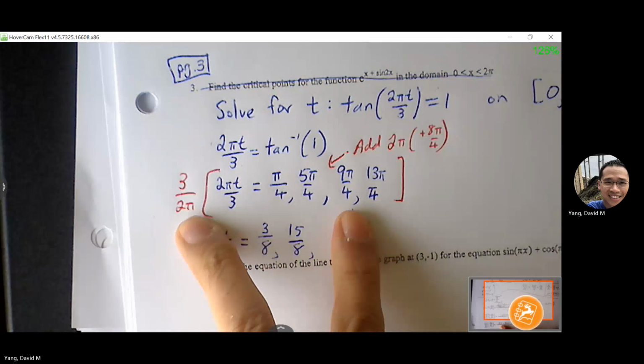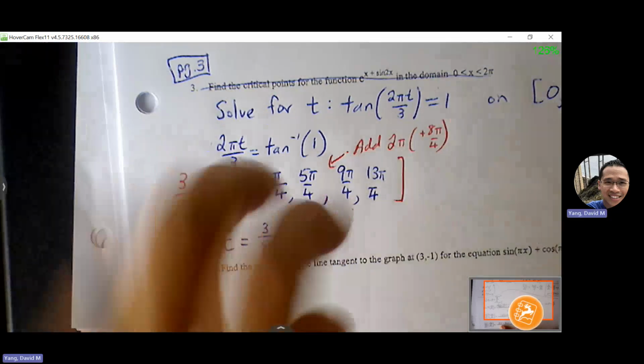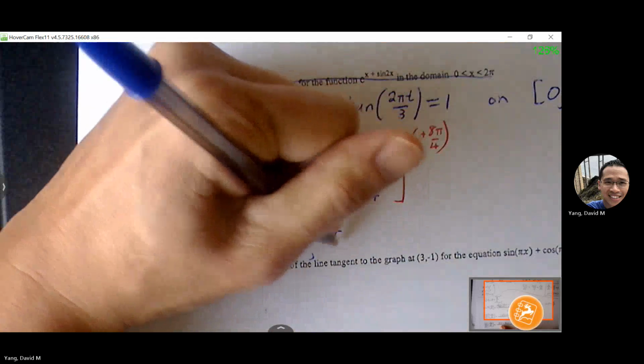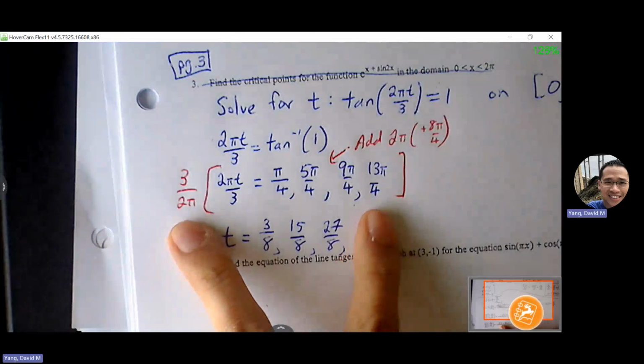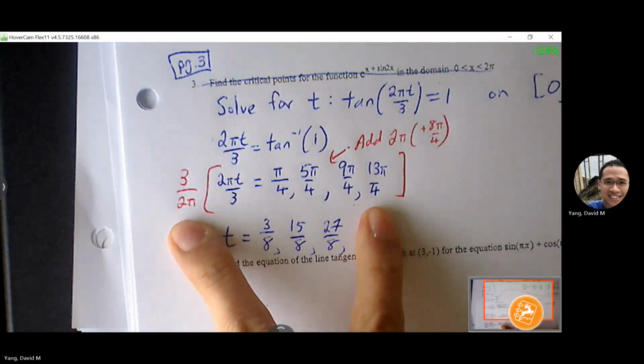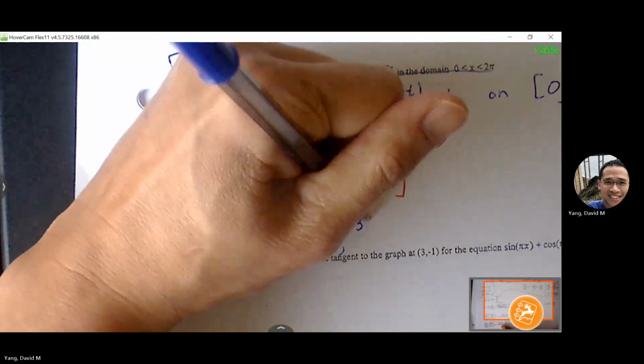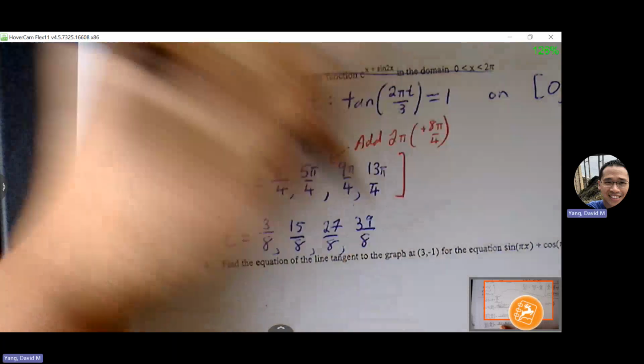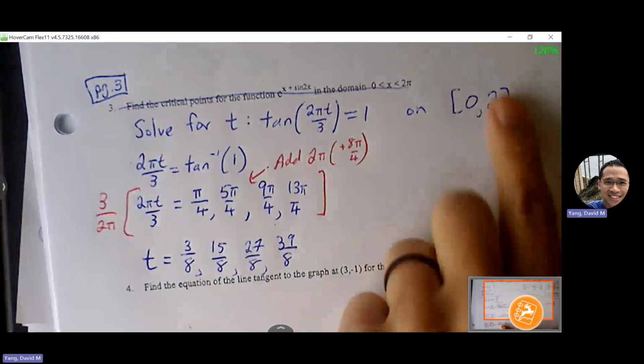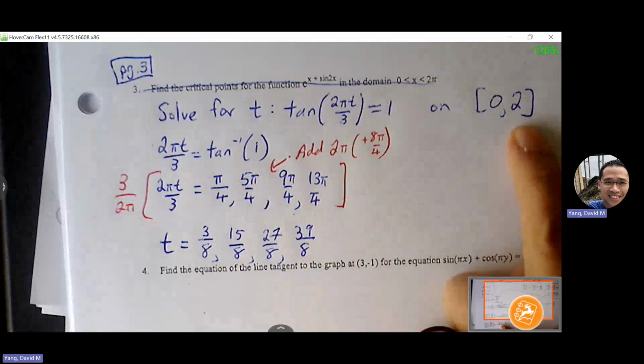Next up, 27 over 8. Last one up, 39 over 8.